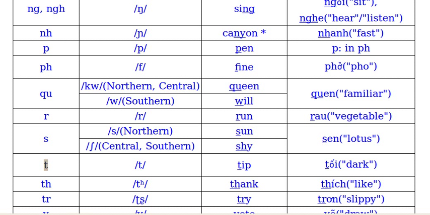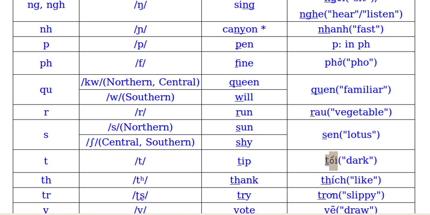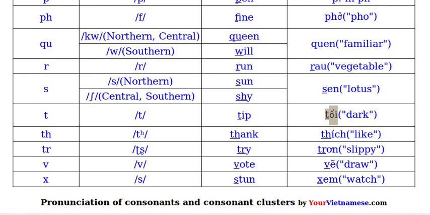The next consonant is the T as in deep. Example is tối, which means dark. The next consonant cluster is the TH cluster, which is pronounced as th, as in tank. Example is thut, which means like. The next cluster is the TR cluster, which is pronounced as tr, as in try. Example is trun.